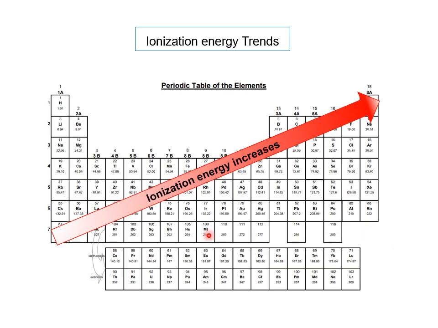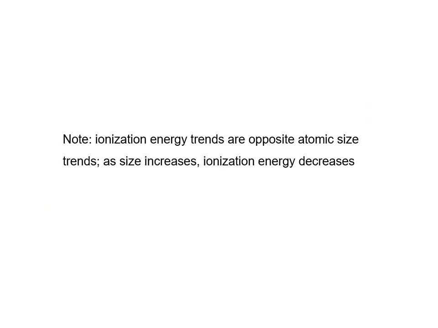And so the trend in ionization energy is that it increases as we move to the right and top. So the element with the highest ionization energy would be also the one that's the smallest in size, and the element with the lowest ionization energy is also the one that's the biggest in size. Okay. So again, note that ionization energy trends are opposite atomic size trends. As size increases, the ionization energy decreases.